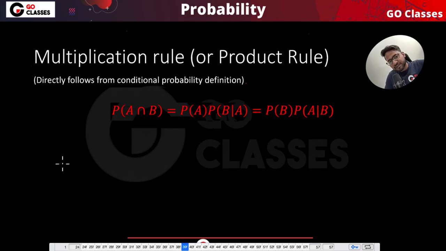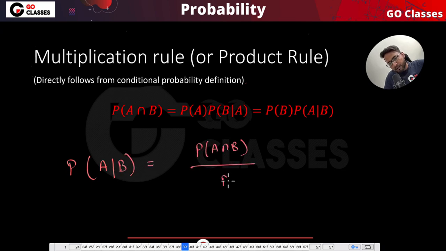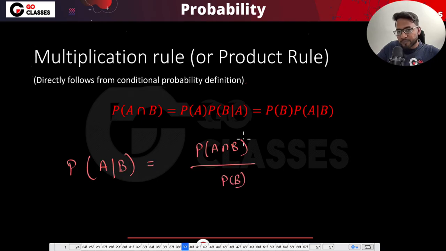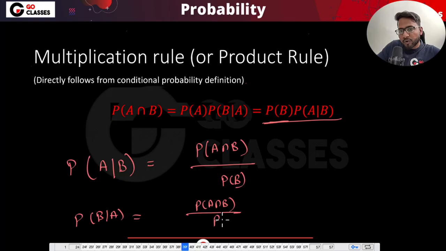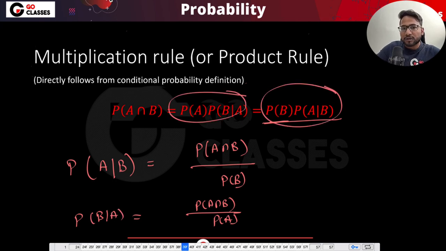If you remember the conditional probability definition, which looks like this: probability of A given B is actually probability of A intersection B upon probability of B, right? So you can rewrite this as probability of A intersection B equal to probability of A given B into probability of B. So something like this, right? Probability of B into probability of A given B. Or maybe if you want, you can write probability of B given A as probability of A intersection B divided by probability of A. So from here also you can write the formula of probability of A intersection B as probability of B given A into probability of A. So you can write either like this or like this, right? So this is called the multiplication rule.